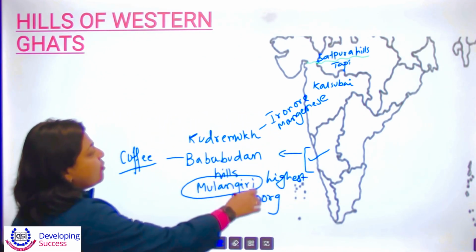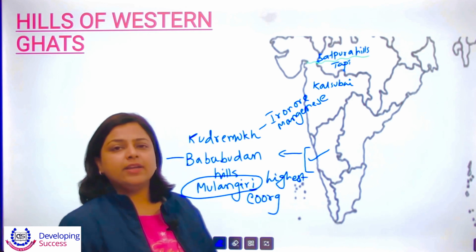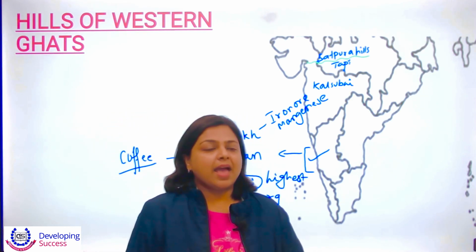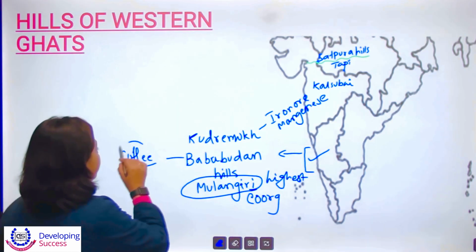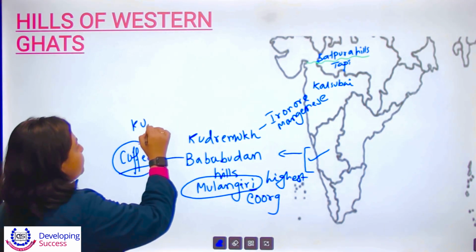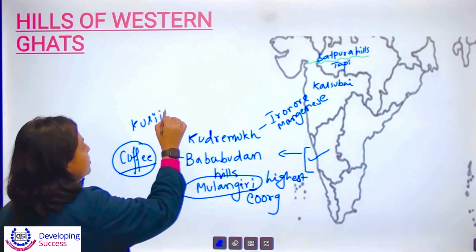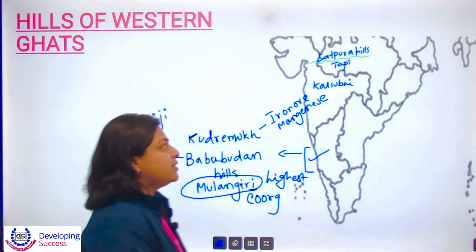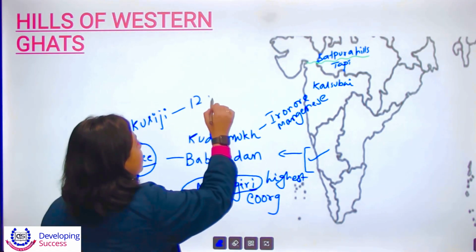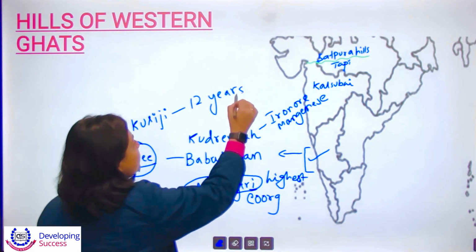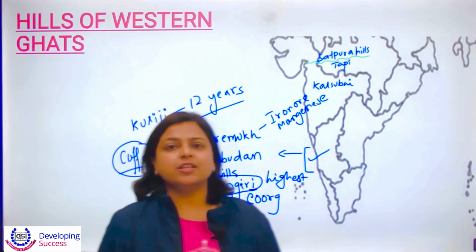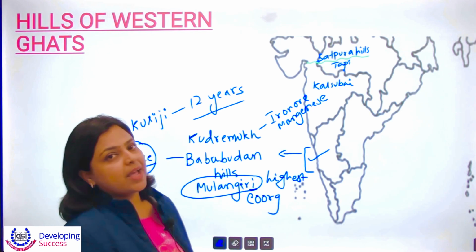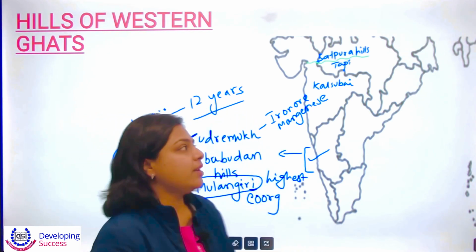This Baba Budan Hills is mainly falling in the Chikmagalur district. It is very famous for trekking, and the important things are the coffee production and also the Kurinji flowers. These flowers are very much spoken about, the Kurinji flowers, and they bloom once in 12 years. So these are the important facts about the middle Sahyadri or the central Sahyadri, you can say.